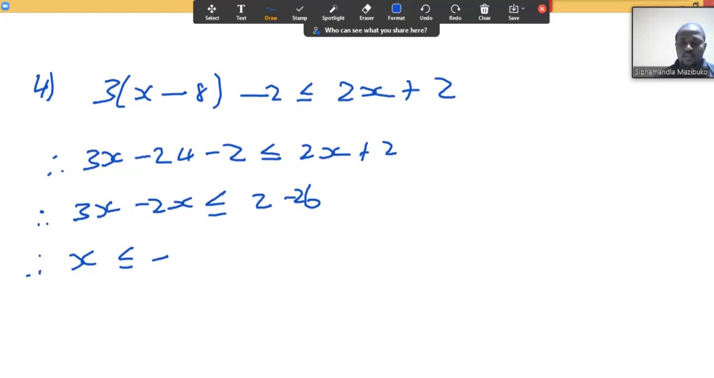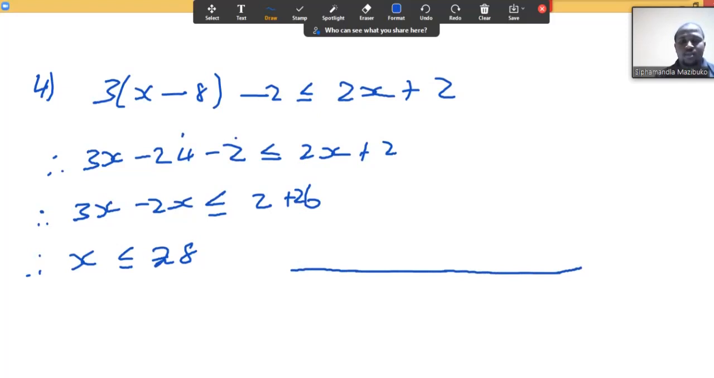That should be plus 26, so we have plus 28, so we have x is less than or equal to 28, because when we take these two to the other side it should give you positive. So let's look at our number line, we have something like this. There's our number line.